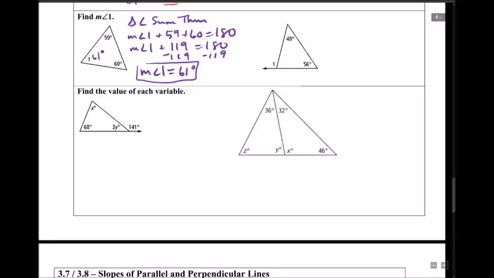Okay, how do we do the next problem? How are we going to find the measure of angle 1? I see the triangle exterior angle theorem. Says the measure of angle 1 is going to be the sum of my two remote interior angles. So that's 48 plus 56, 104.